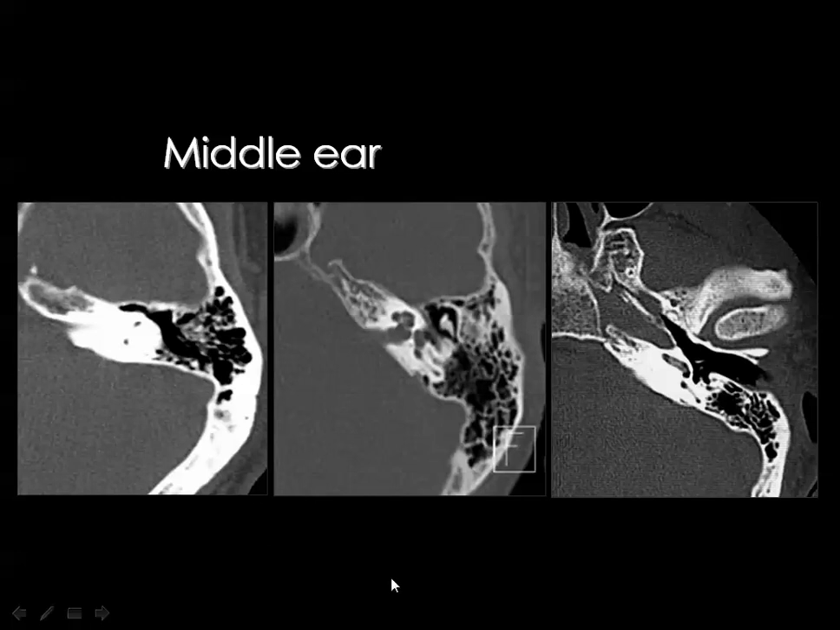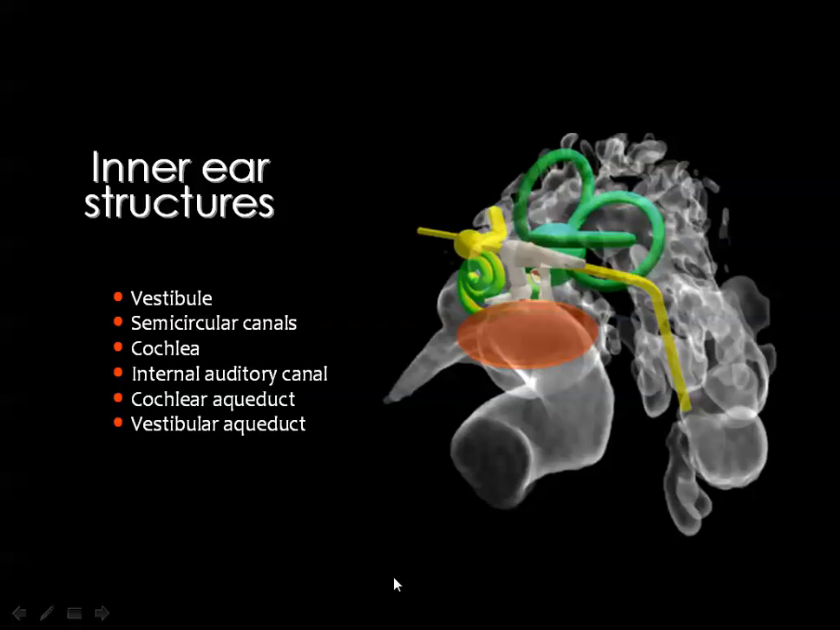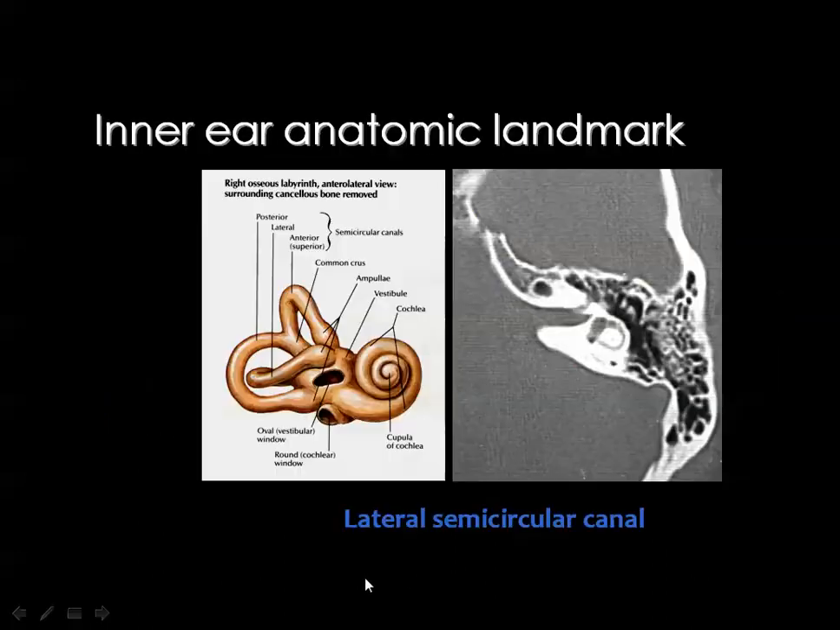tegmen tympani. Then we come to the inner ear anatomy. The inner ear anatomy is more complex. It is formed of the cochlea, the vestibule, the three semicircular canals, the internal auditory canal, the cochlear aqueduct, and the vestibular aqueduct. And also we should go through the course of the facial nerve through the petrous bone.